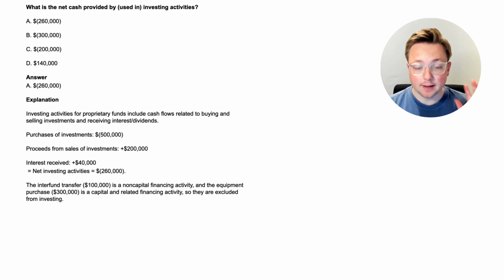So let's go through this. Investing activities for proprietary funds include cash flows related to buying and selling investments and receiving interest/dividends. So they purchased investments for $500,000. They had proceeds from the sale of investments for $200,000, and they did also receive interest of $40,000. So negative $500,000 plus $200,000 is negative $300,000 plus $40,000 is negative $260,000. So again, that's the net investing activities. They used $260,000 in their investing activities.